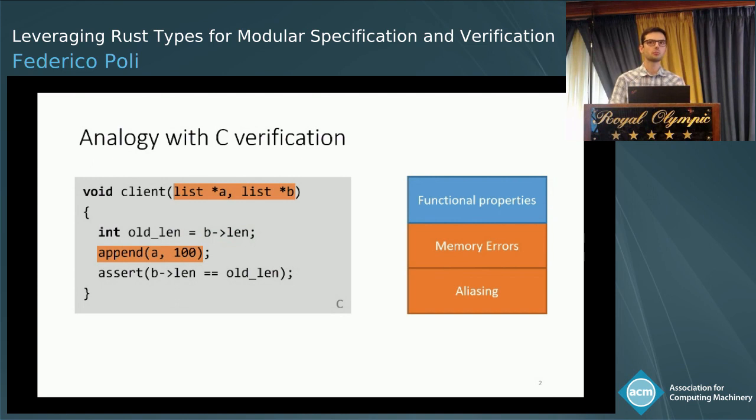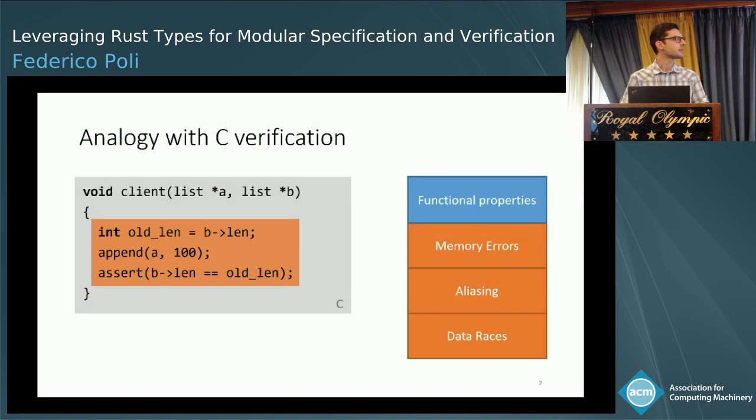Maybe the 2 pointers point to the same data structure in memory. So when you append something to A, you have a side effect on B. And this is not evident from the code. And finally, if you have another thread that is working on the 2 linked lists that are passed to this client function, you may have data races and this property that you assert might not hold.